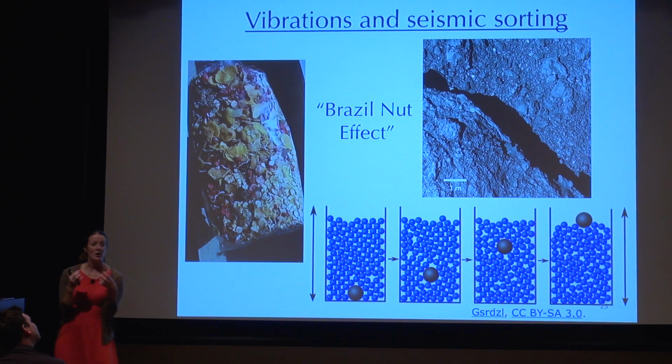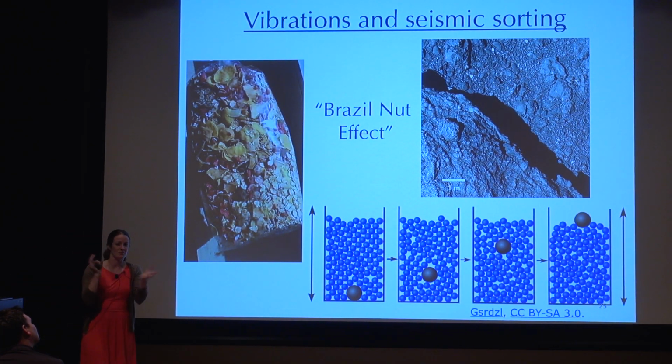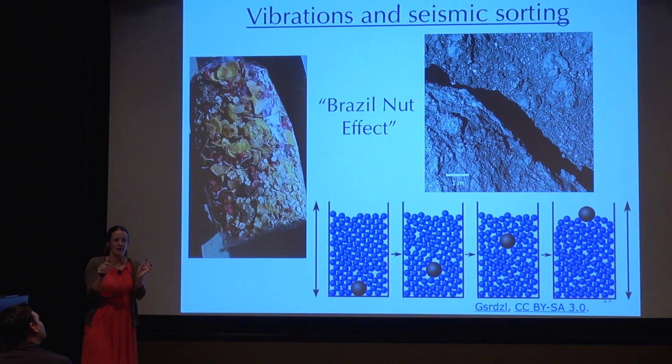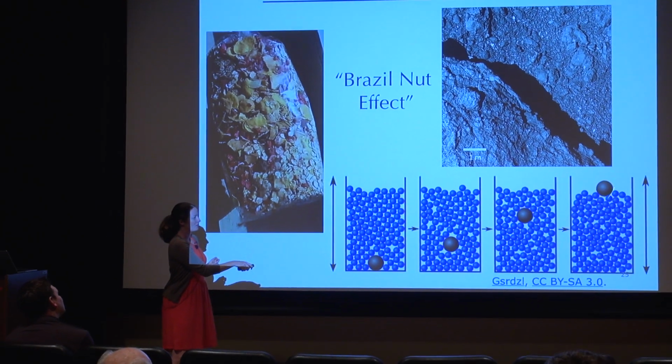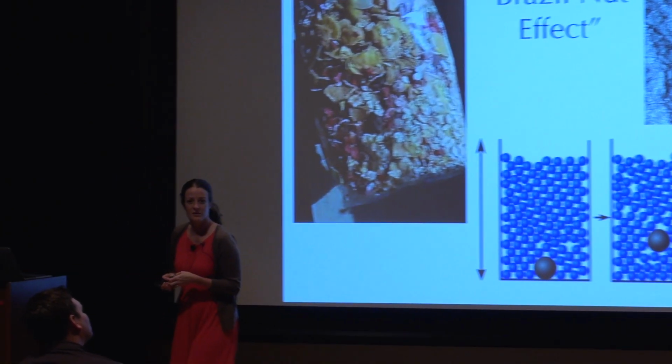So we see a lot of these big particles that are stuck on the top of asteroid surfaces. That's possibly because you have vibrations and shaking that are moving the big particles up to the surface, and you have the smaller stuff then stuck underneath. So it's going to look like this, where you have a large boulder up here on the top, but it's actually hiding all of the smaller stuff underneath.